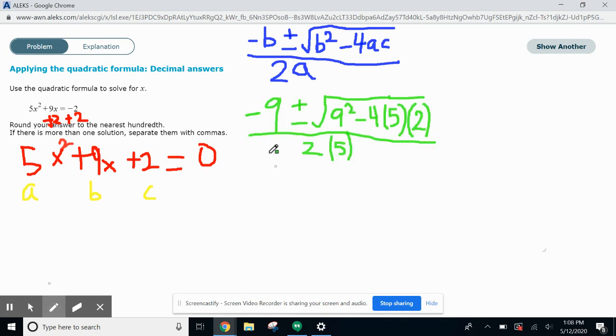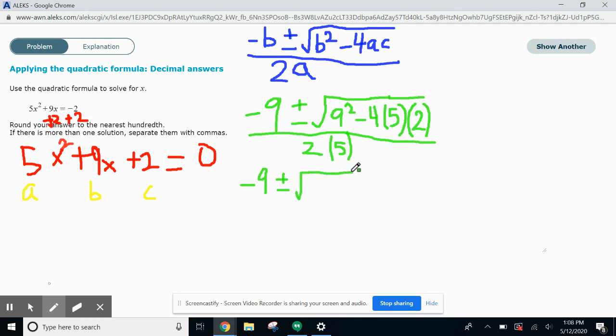So now I've plugged my numbers in. I have b is positive 9, so at this spot it becomes negative. Here I have 9 squared, negative 4 times 5 times 2, all over 2 times 5. That negative 9 I'm going to leave alone for most of this problem. That'll come in a little bit later. But right now I want to simplify this sum. So I'm going to have negative 9 stay, plus and minus stay.